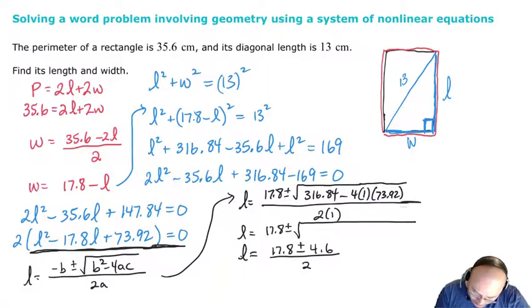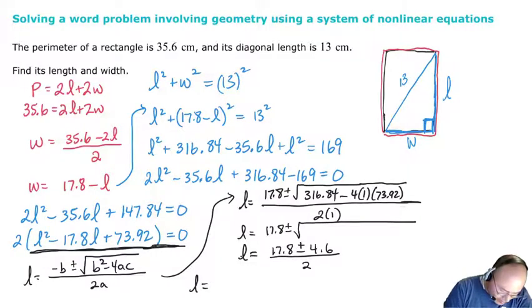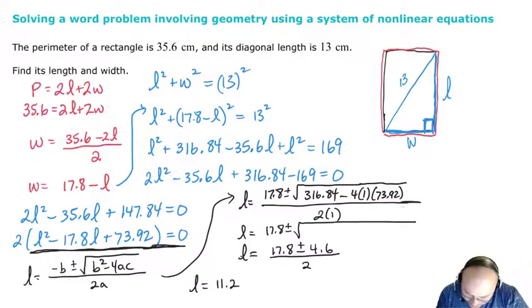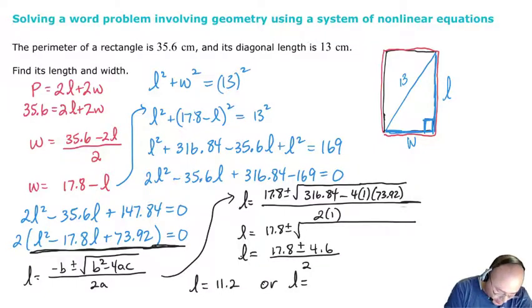Let's see what happens here. So we either get L is equal to 17.8 plus 4.6, divided by 2, which is 11.2 centimeters, or L is equal to the other number, and you should get 6.6.